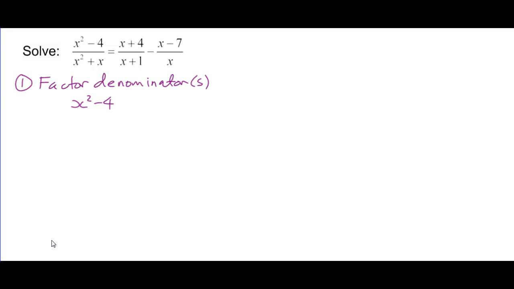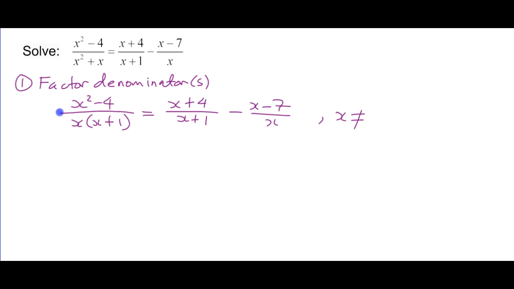Okay, so we're just going to start off by solving this. We're going to factor the denominators. I'm going to state the restrictions. Okay, we're going to figure out the lowest common denominator, which is going to be x times x plus 1. And we're going to multiply every term by x times x plus 1.